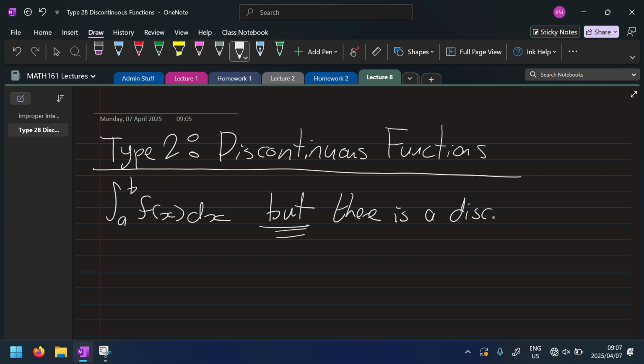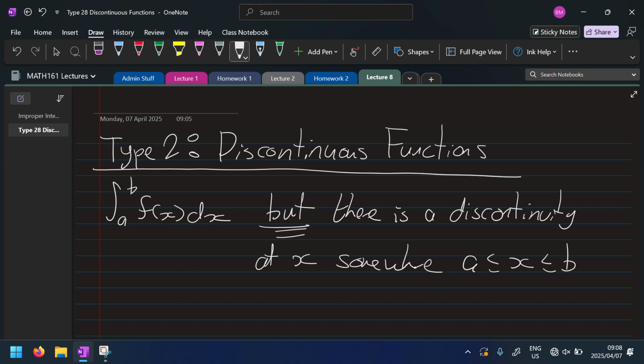There is a discontinuity at x, somewhere between a and b. There might be one, there might be two, but there's some discontinuity. I think for most of the examples, there's only one discontinuity you need to worry about. Maybe there's two. You would need to check that.